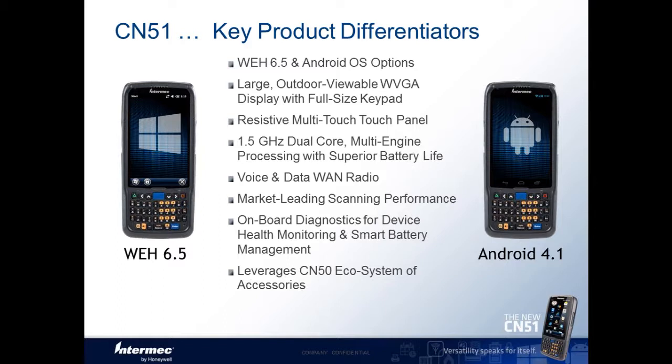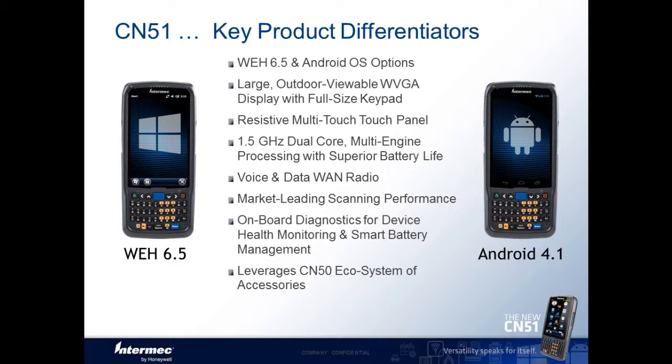What's different is we've combined the multi-touch capability with that resistive technology, so that if you're looking at a map or a picture, you can use your thumb and forefinger to zoom in like you would with your smartphone. All of the internal system architecture is the latest. It's a 1.5 gigahertz dual-core multi-engine processing architecture.